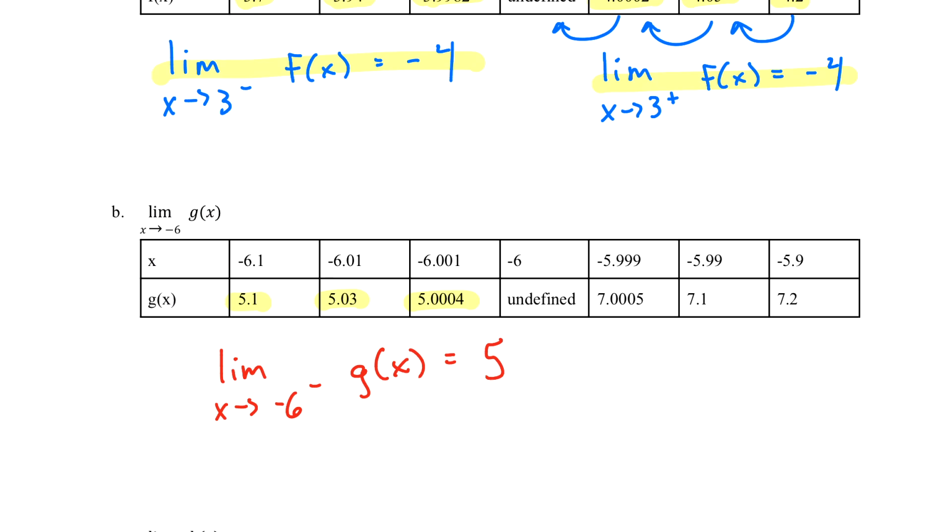But if I go over to the other side and I want to look at the limit as x approaches -6 from the right-hand side of g of x, our y values here are 7.2, 7.1, 7.0005. Here it looks like our y values are getting closer and closer to 7. So in this instance, the left-hand limit is 5, the right-hand limit is 7. We said in these instances, when these two numbers are different, that our two-sided limit does not exist.